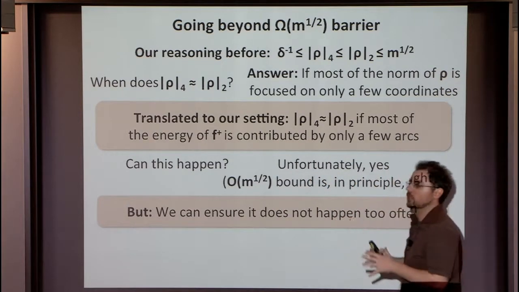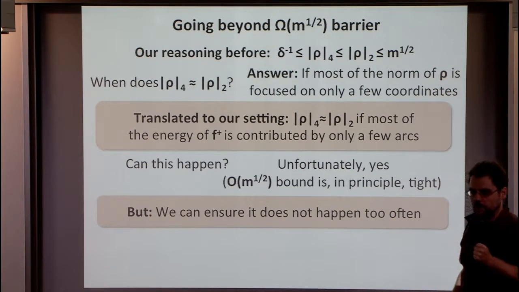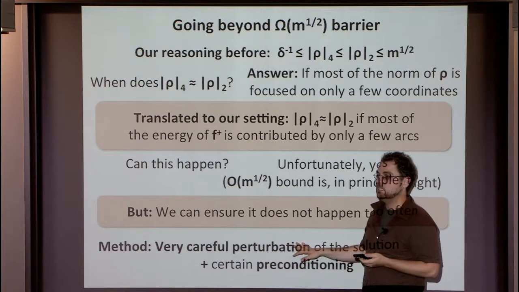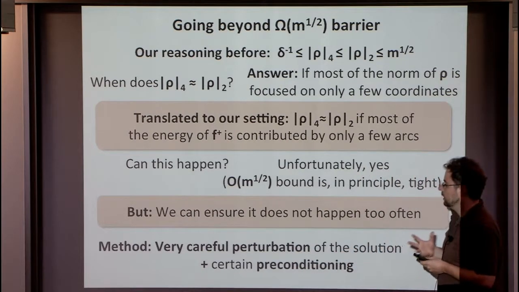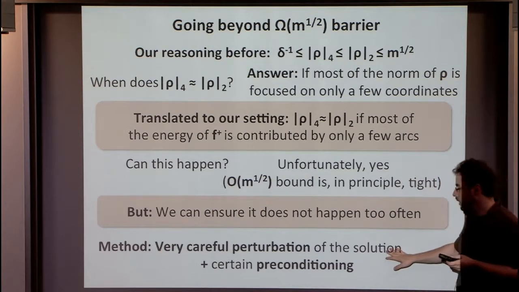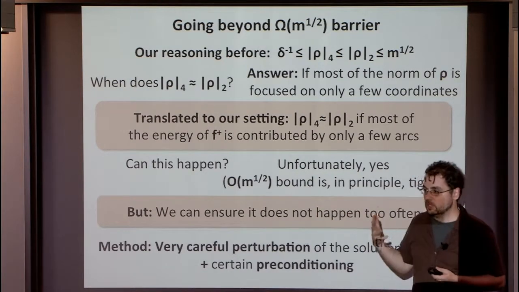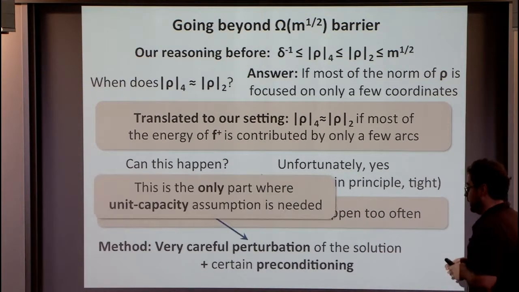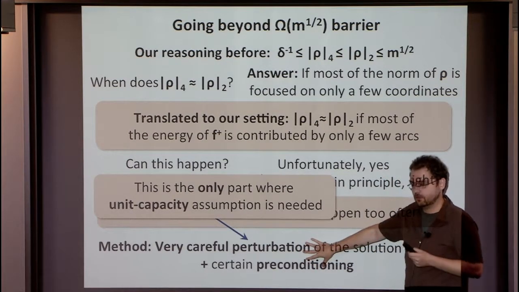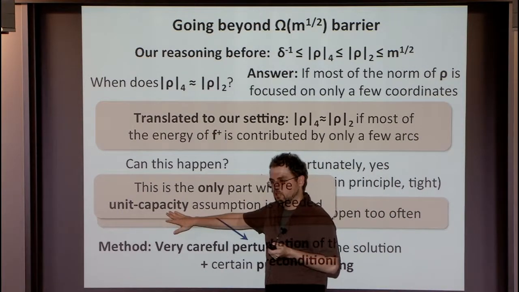Philosophically, that should be the end of the story. Unfortunately, the answer is a bit technical, so I will just say a little bit about it, but not too much. What we do in the end is apply a very careful perturbation to our solution in our LP and set up preconditioning to exactly ensure that bad steps may happen, but they do not happen too often. And this is the moment when we really use the structure of max flow and of our instances, and the fact that we are using the capacity.